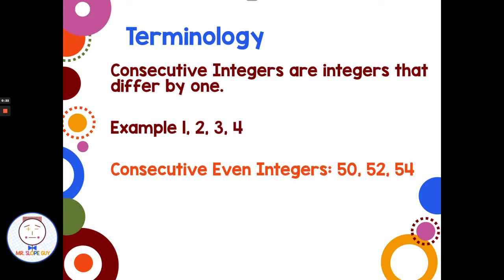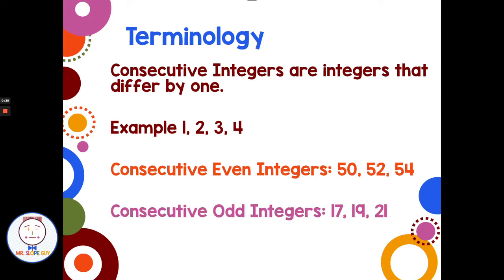Consecutive even integers would be like counting by even numbers, like 50, 52, 54, or 2, 4, 6, 8. Consecutive odd integers would be like 17, 19, 21, or 3, 5, 7. It's like counting by odd integers.